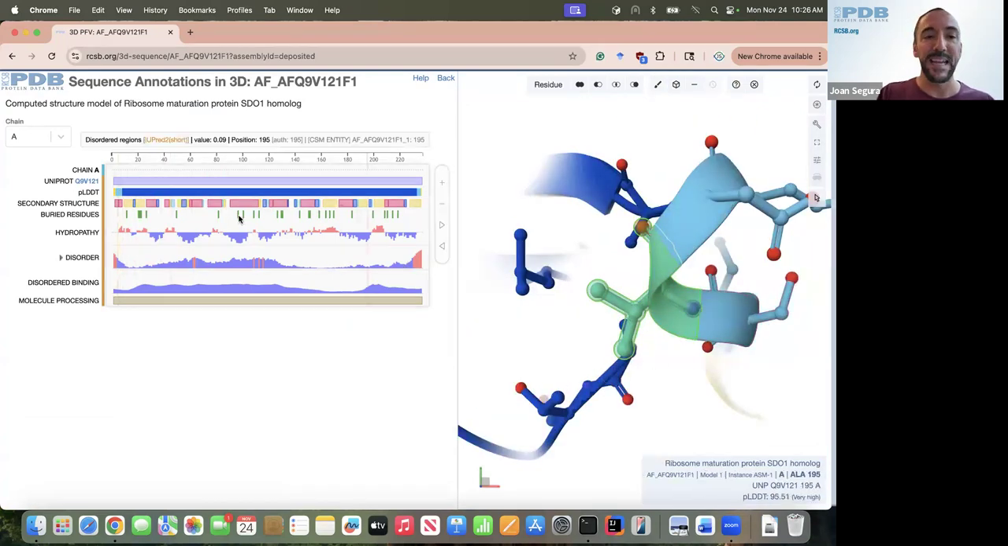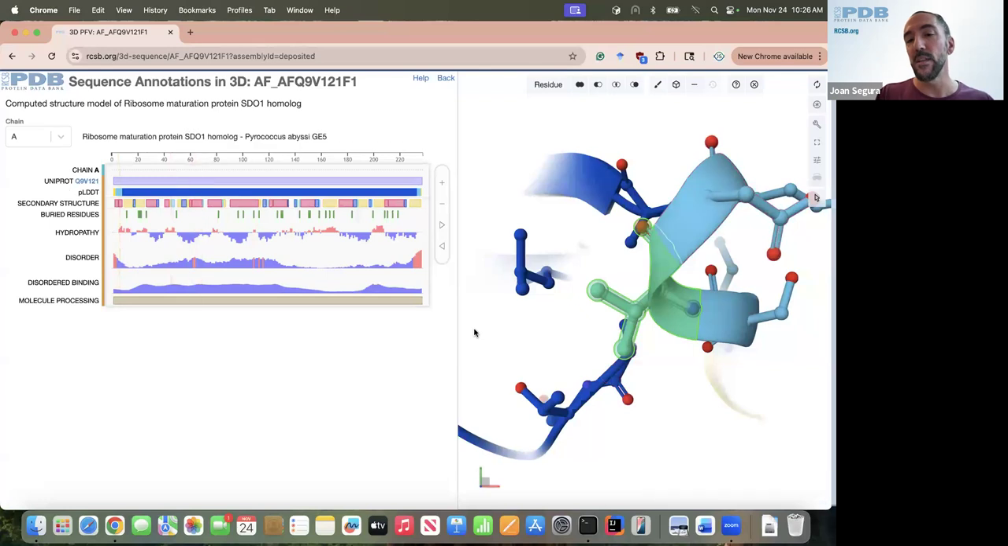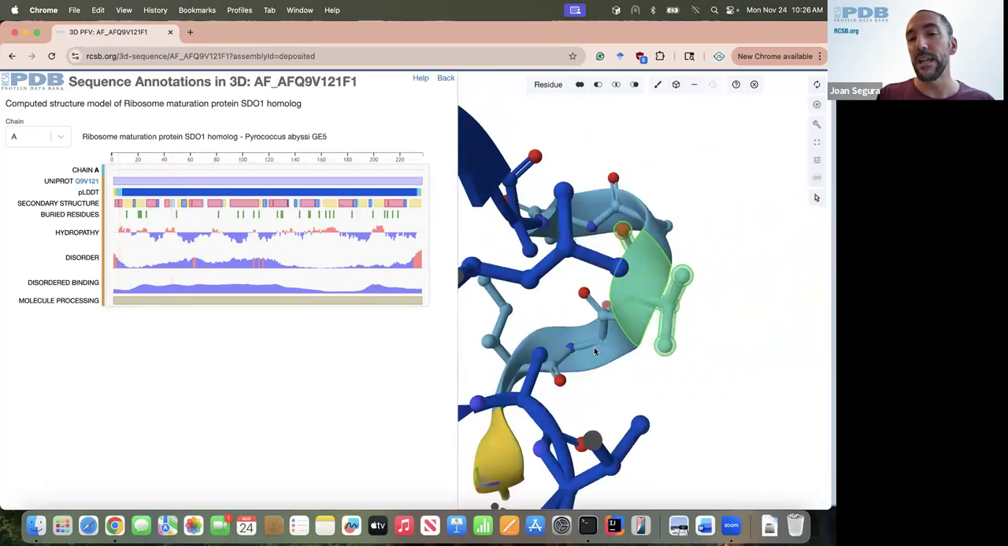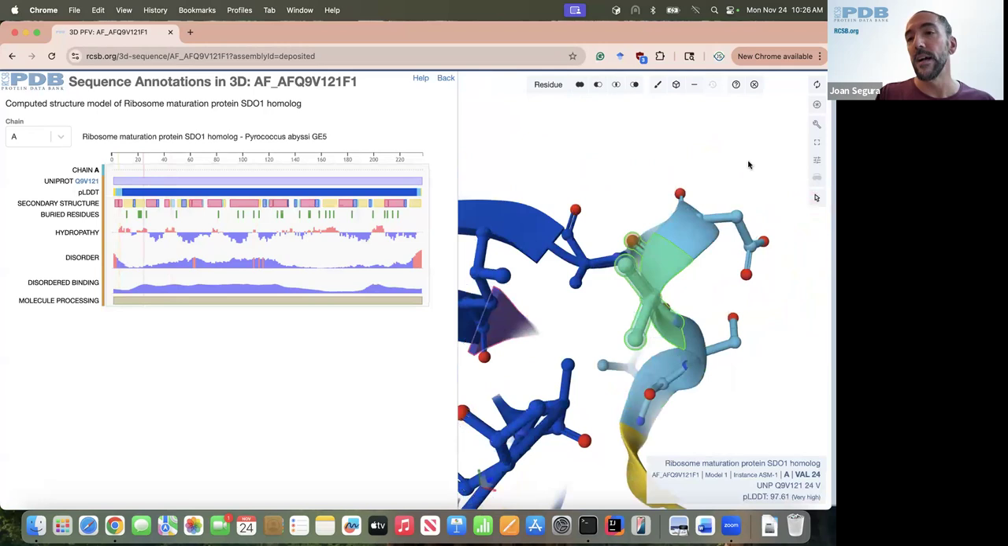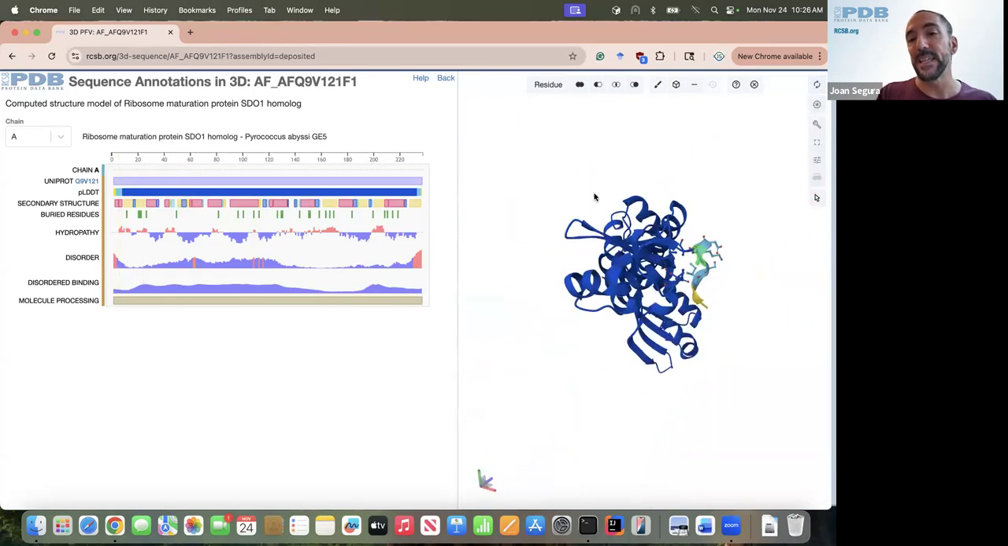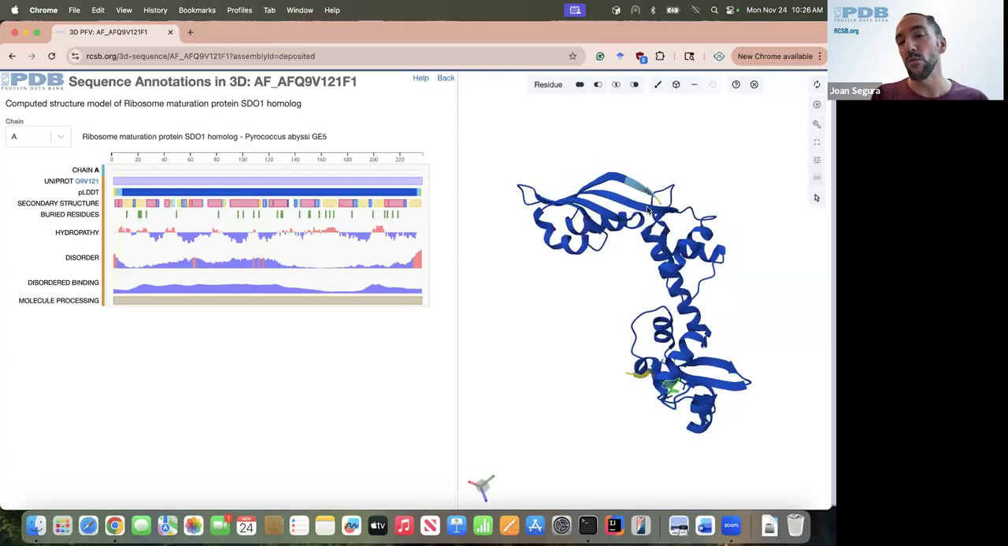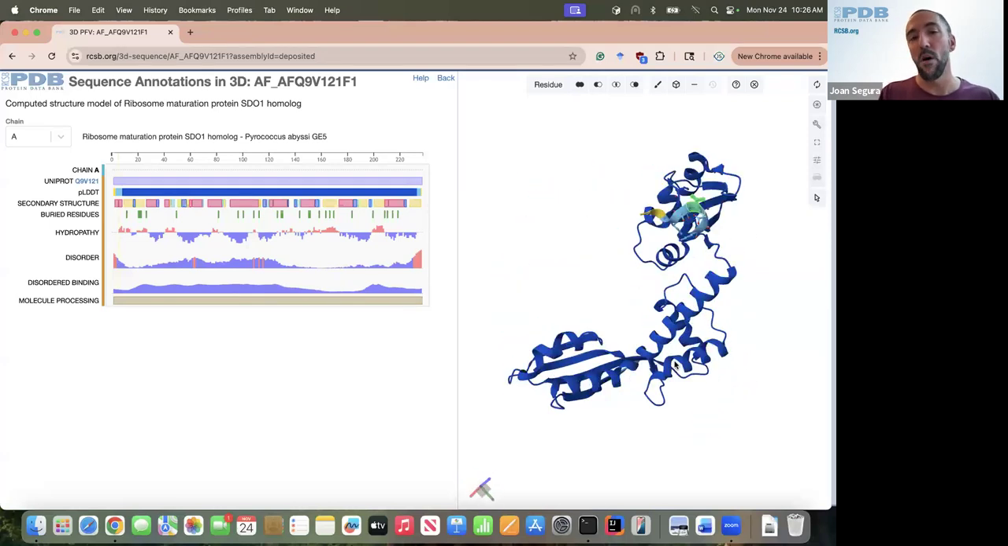So for example, I can click on one of the residues and I can explore locally what is the structure of the neighbors and the residues. In this case, as I said, this model is really good. It's a really confident model.